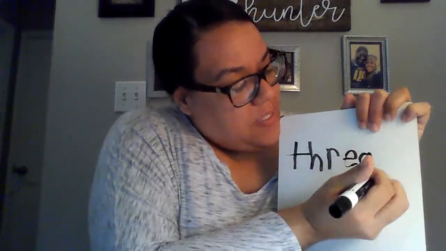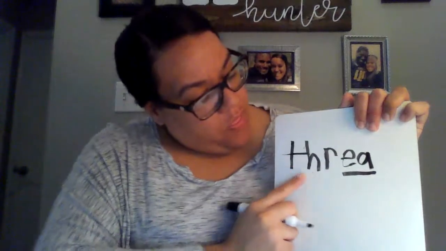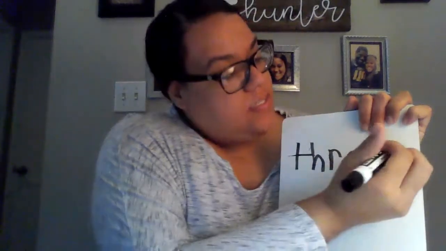Okay, so I have TH. What letter represents r? That's R, right? Stop and think. What did I say was going to represent that short E sound today? I said EA, right? So I have E, A, and that's my spelling pattern, so I'm going to underline it. So I have TH, R, EA. Last sound, D. Let's sound this word out. Thread. Very good.